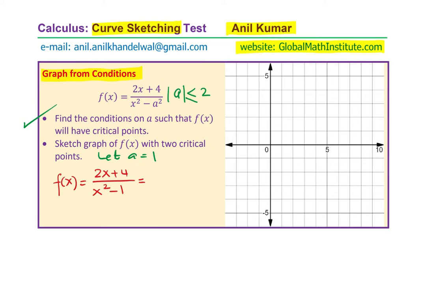Now clearly we could factor numerator, denominator, we have 2 times x plus 2. And here we have x plus 1 times x minus 1, right? So from here, many things are clear to us. To sketch the graph, we can draw the asymptotes at plus and minus 1. So here is the asymptote at minus 1. And then we have another asymptote at plus 1.